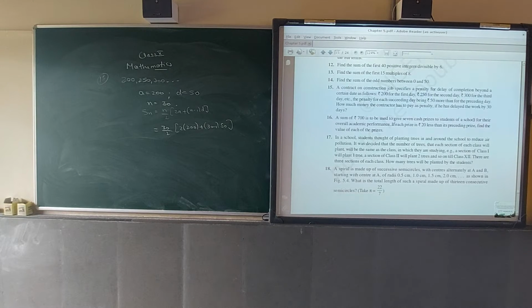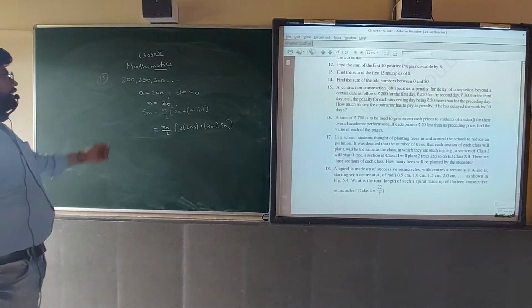Question 15: a contract on a construction job specifies a penalty for delay of completion beyond a certain date as follows: 200 rupees for the first day, then 250, then 300, like this only it will go, increasing by 50 rupees every day. We have to find the total amount they have to pay if the work was delayed for 30 days.